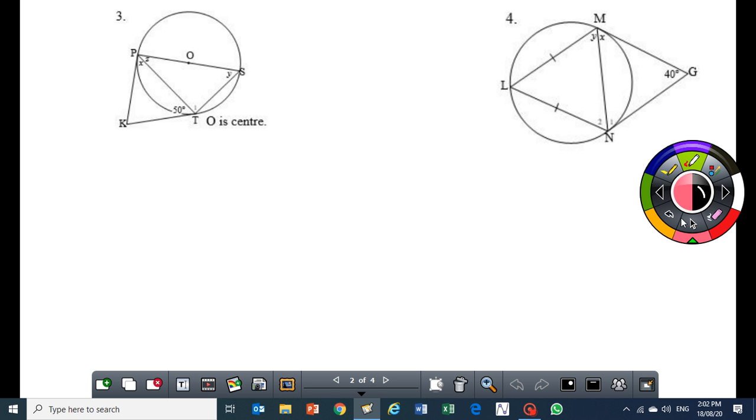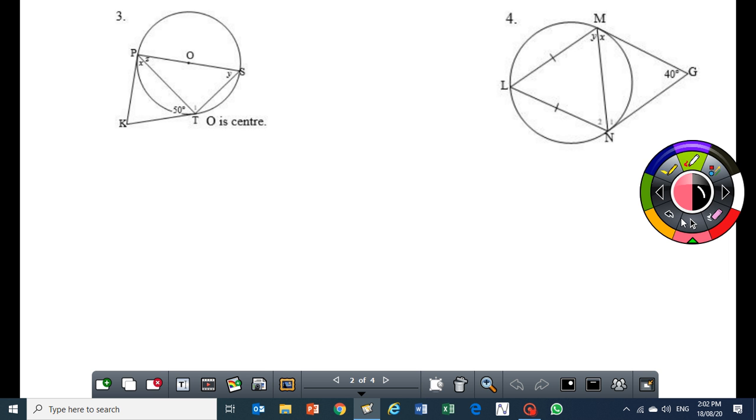Sometimes I feel like geometry is not that hard, because if you listen carefully, when you get a question, ask yourself, do I have a center here? If the answer is yes, you are supposed to use any one of the three center theorems, and one of them is theorem 3.